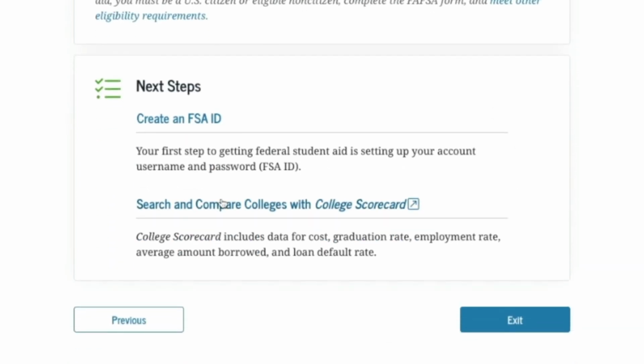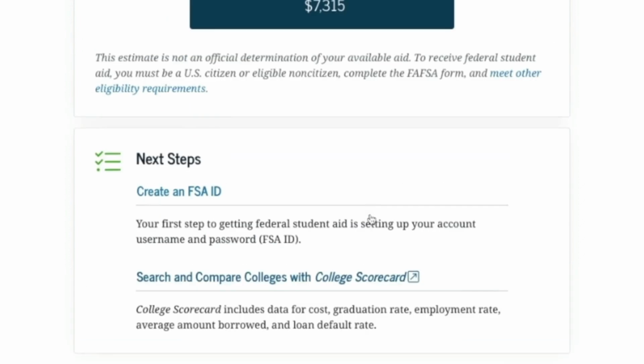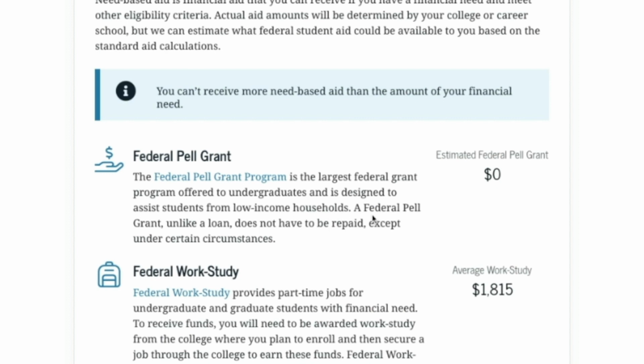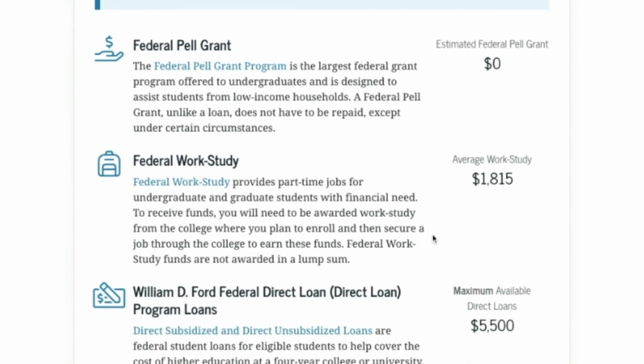So then they come down here and they say, okay, go ahead and you can fill in the actual FAFSA if it's open at the moment. But ultimately, this is the student aid estimator where your family can figure out if your student is eligible. Okay, so there you have it.